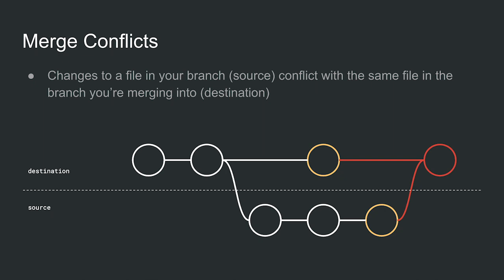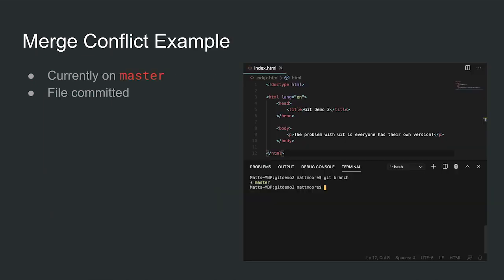A merge conflict is when a change to a file in your branch conflicts with the same file in a branch you're merging into. So in this case, we can think of this as the source branch and the destination branch. On our destination branch, we made a few commits and then we branched off to a new branch, which is now source. While we've been creating some commits on our source branch, it looks like somebody made a commit on our destination branch. And let's assume that 2 of those commits conflict with each other. This would result in a merge conflict.